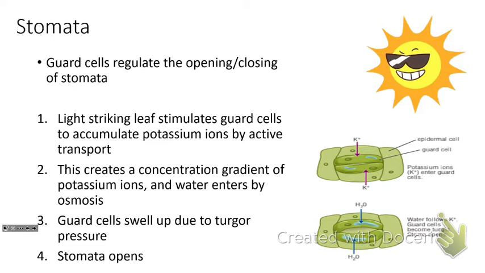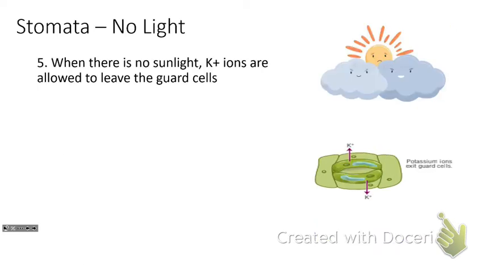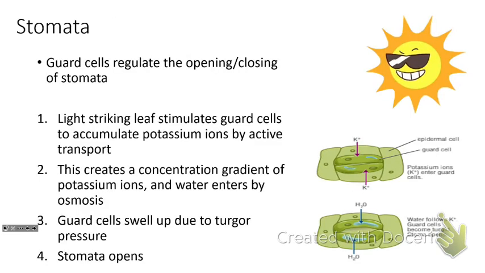Okay? So light strikes the leaf, potassium enters the cells, water follows that, the cells will swell, and then the stomata opens. Okay? So that is when there is light present. Okay, so we should know these 4 steps. Okay?